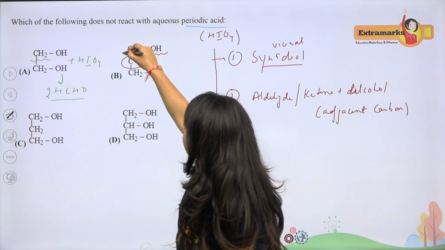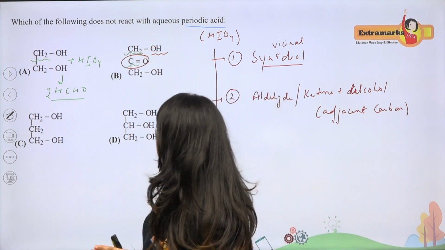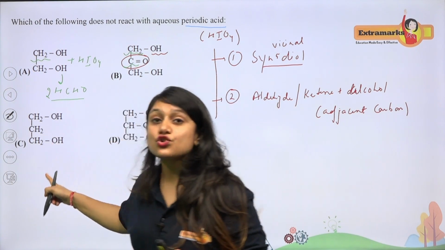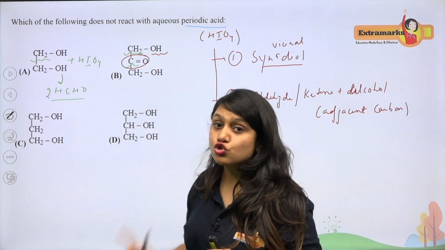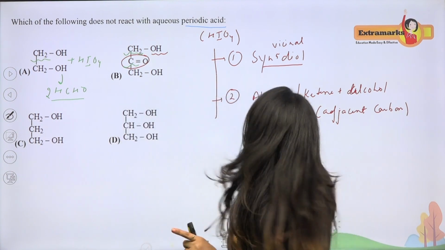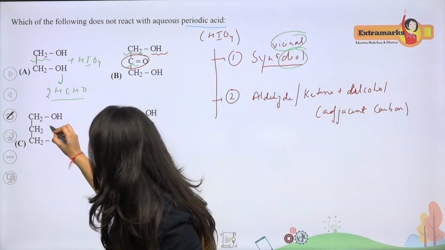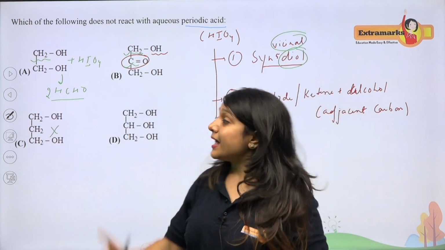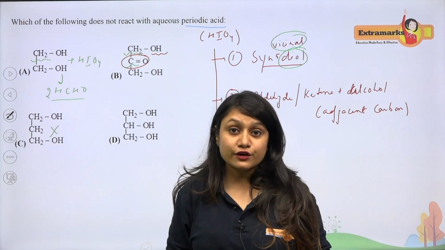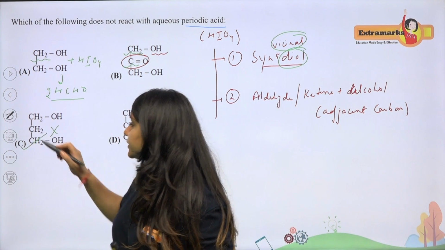In this case, this also reacts and gets broken up like this. But now, as you can see, this is not a vicinal diol. This is a diol but not vicinal. The condition is it must be a vicinal diol, right? So this is not going to react with HIO4, and the question also asked in a similar way which does not react. So yes, this does not react, so this will be our correct choice.